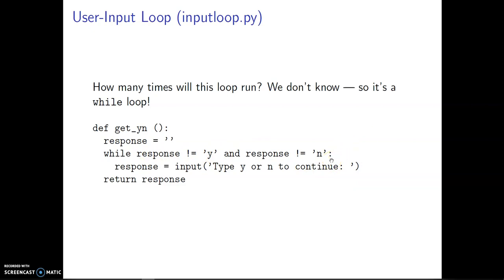It's going to continue as long as we don't have a y or an n in there. So we could put in some other character string, the empty string, anything. And as long as it's not exactly y or exactly n, then we're not going to exit. So how many times will it run? We don't know. That's why we make it a while loop here.